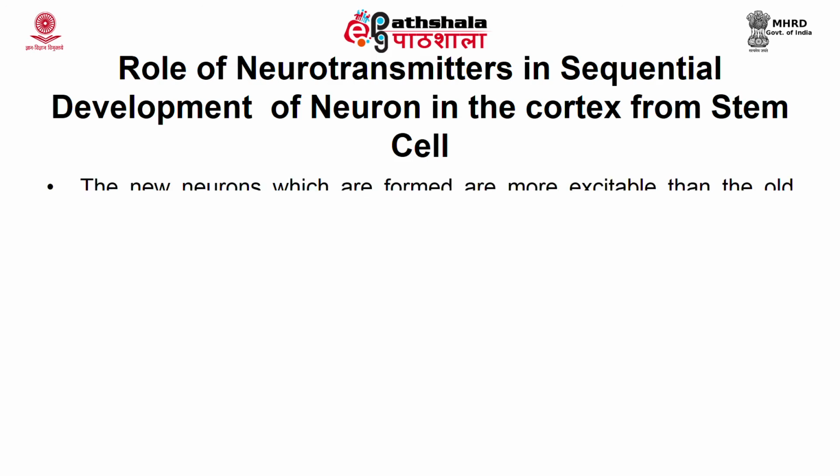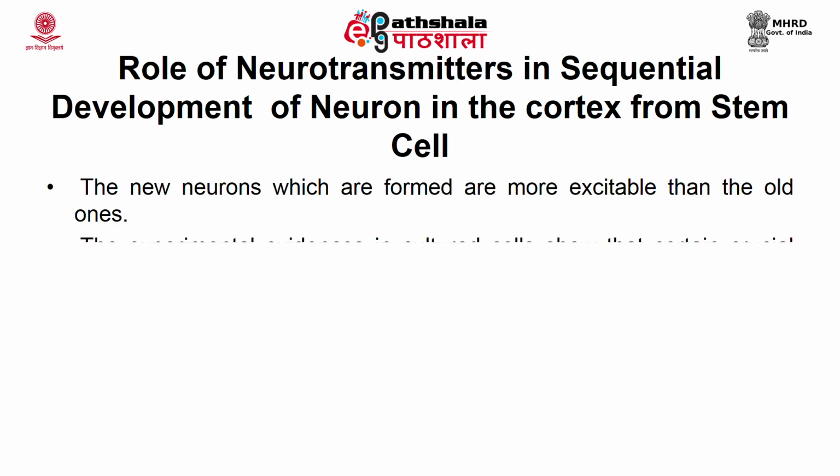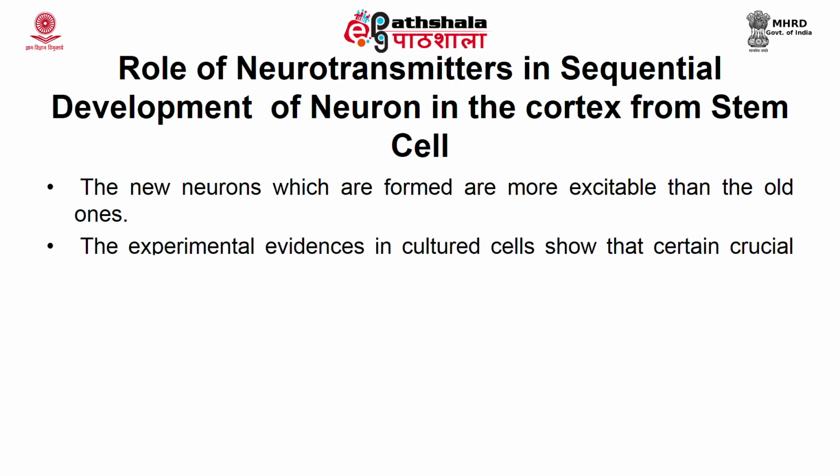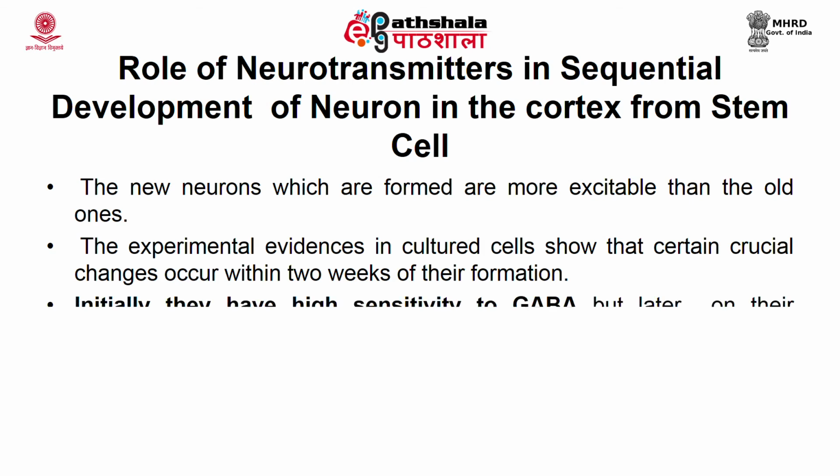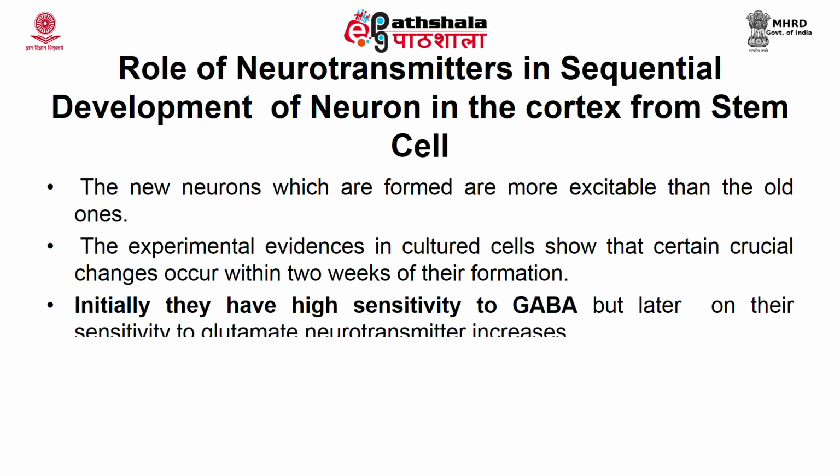The new neurons which are formed are more excitable than the old ones. The experimental evidence in cultured cells shows that certain crucial changes occur within 2 weeks of their formation. Initially, they have high sensitivity to GABA, that is gamma-aminobutyric acid, but later on their sensitivity to the glutamate neurotransmitter increases.